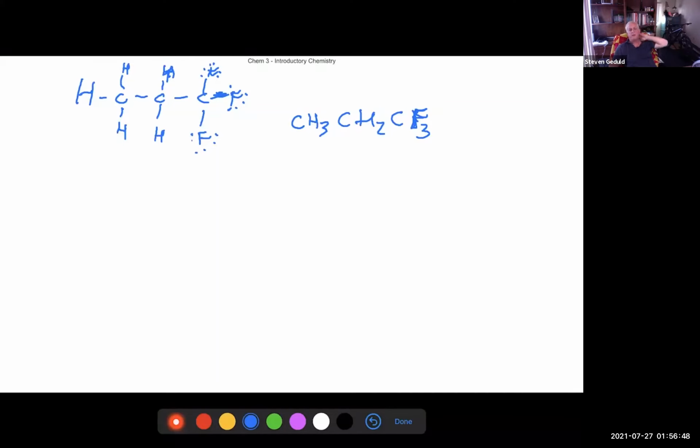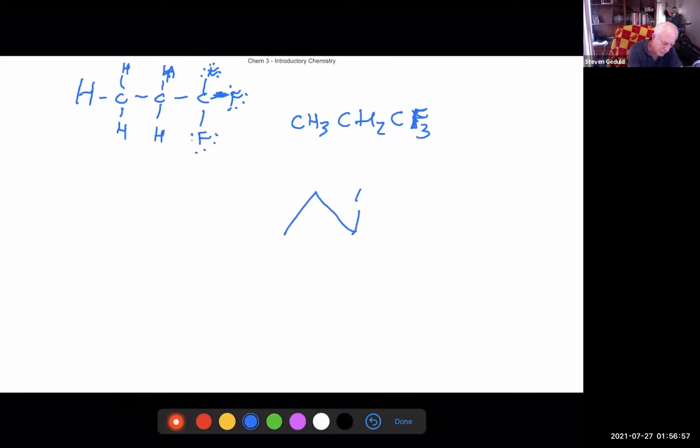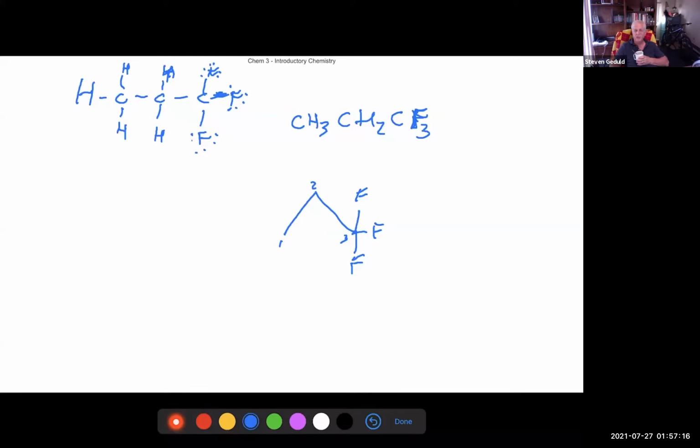Your line formula is carbons and hydrogens. So there's 3 carbons, 1, 2, 3. And at the third one, there are 3 fluorines attached. So there's your carbon number 1, carbon number 2, and carbon number 3. At carbon number 1, there are 3 hydrogens to make it 4. At carbon number 2, there are 2 hydrogens. And at carbon number 3, there are 3 fluorine groups to give 4 bonds.